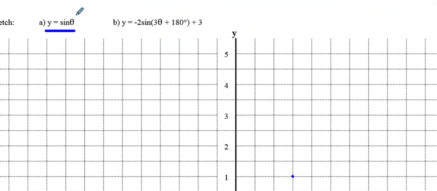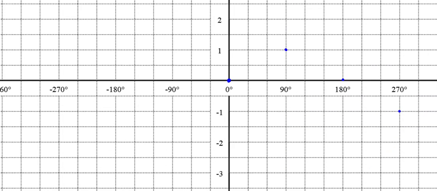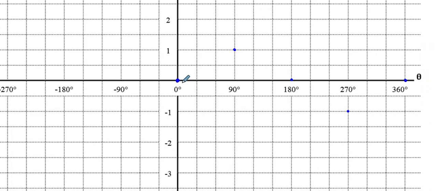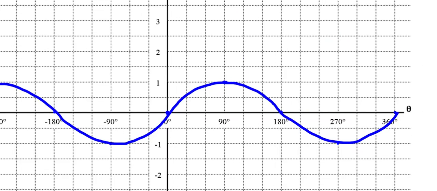All right, this one is a sine graph. So we need the base graph, y equals sine theta. I've actually put my 5 points on here already, just to make sure you remember. Sine theta starts at (0, 0), high point at 90, goes back to the theta axis, low point at -1 at 270, and then back to the theta axis at 360. So now I'm going to finish the graph. All right, so there's my sine wave. A little bit smoother today.